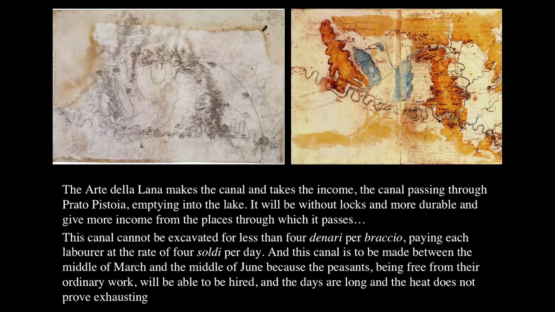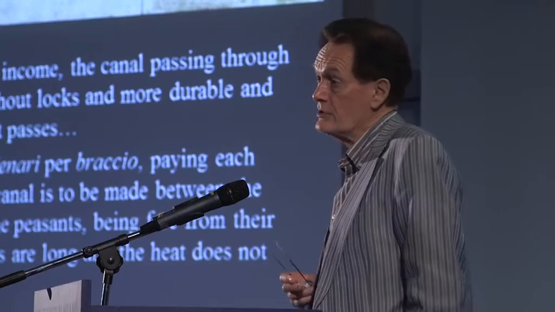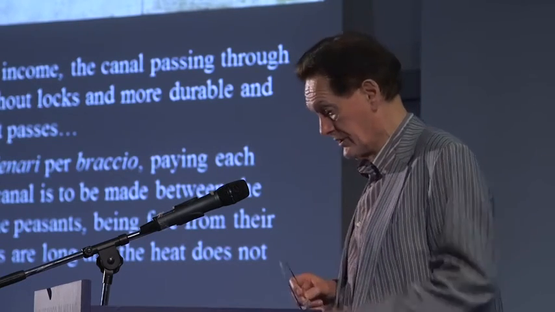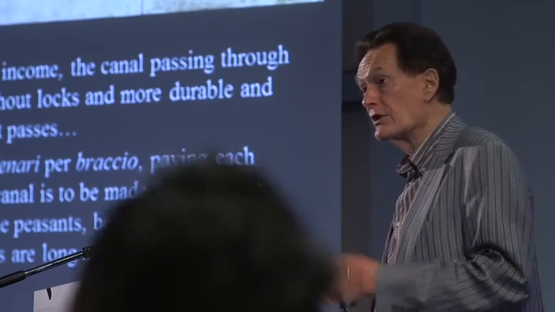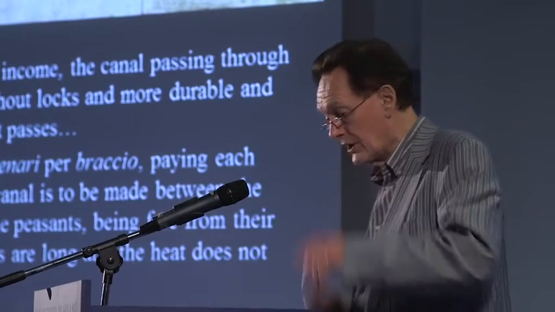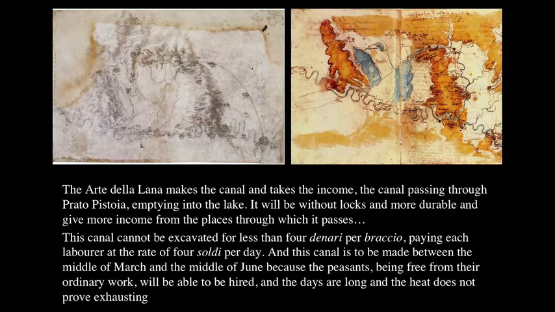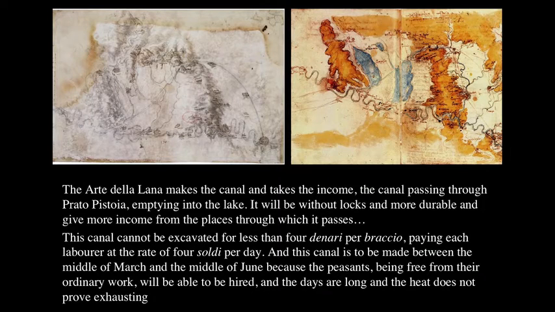This is a practical scheme. He'd seen schemes of this size in Milan, so he knew what could be accomplished. And there's a lovely note. We don't think of Leonardo as a logistics person, but this lovely note says the Arte della Lana, who would invest in it, would put the capital into the project, make the canal, and take the income. The canal passing through Prato Pistoia, emptying into the lake. It will be without locks. Presumably the levels meant that it would flow without locks, and be more durable and give more income from the places through which it passes. He envisages each of the cities would also draw off income.